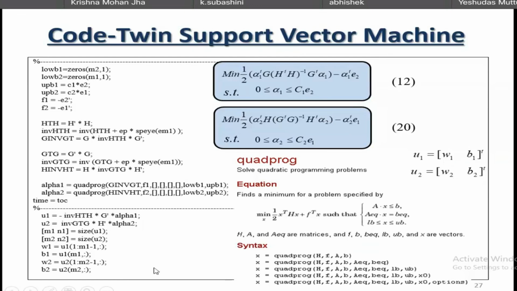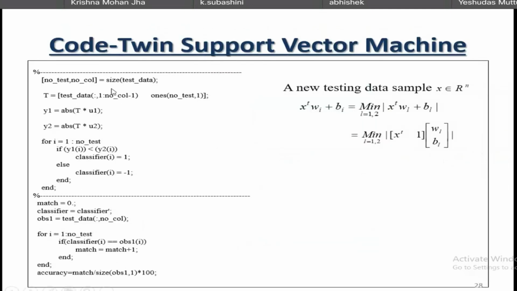So this particular code shows how you can solve this linear twin support vector machine. Further, suppose we have any test sample. In that case, what you will do is you just pass this test sample. You just write T is equal to the test data, whatever the test data is, say for M3 number of testing samples.